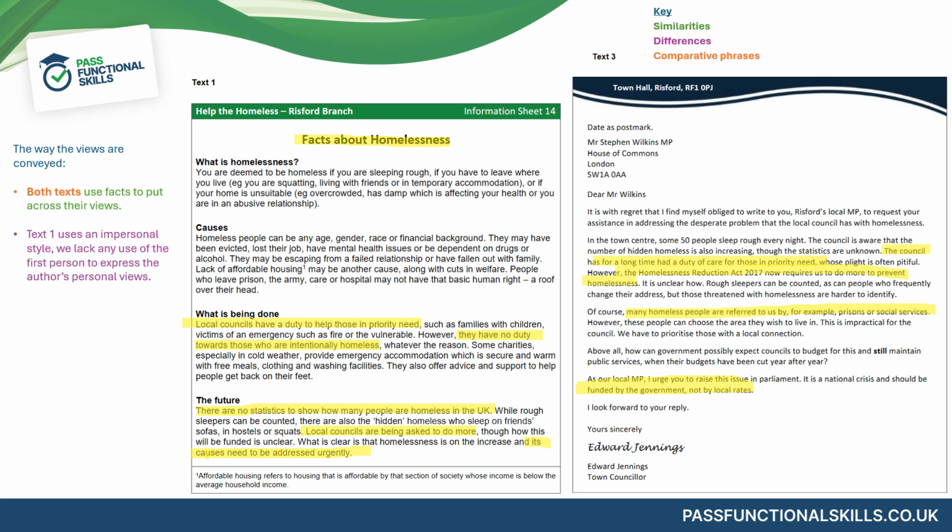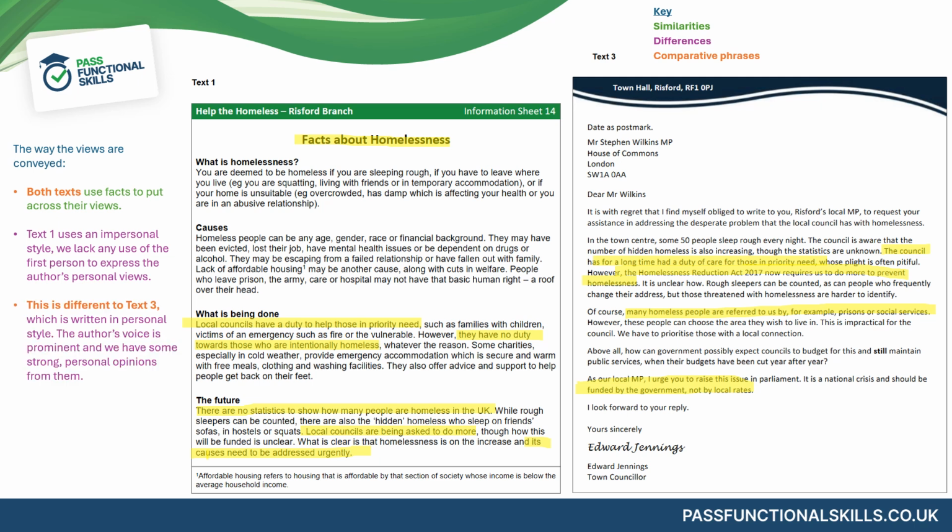So then if we think about differences, if we think about the style across the two texts, that is definitely quite different. Text 1 uses a much more impersonal style, and we don't have any use of the first person to express the author's personal views. It's all very removed, the author's voice is removed, and they're focusing much more on just the facts about homelessness, the causes, what's being done, and so on.